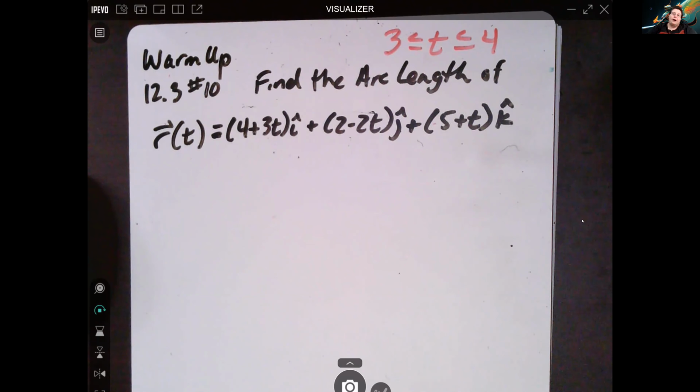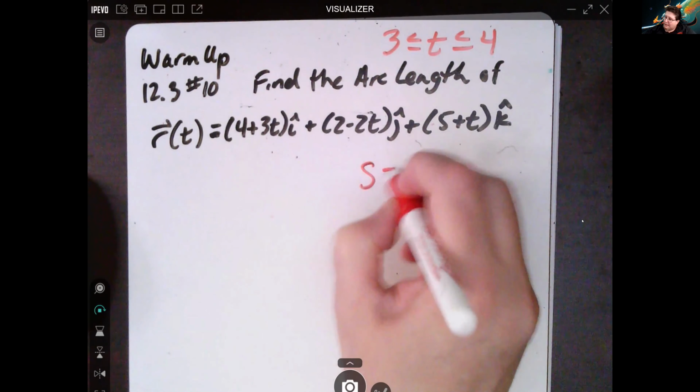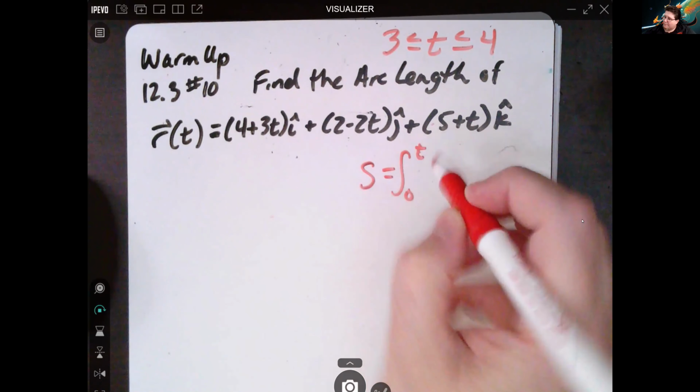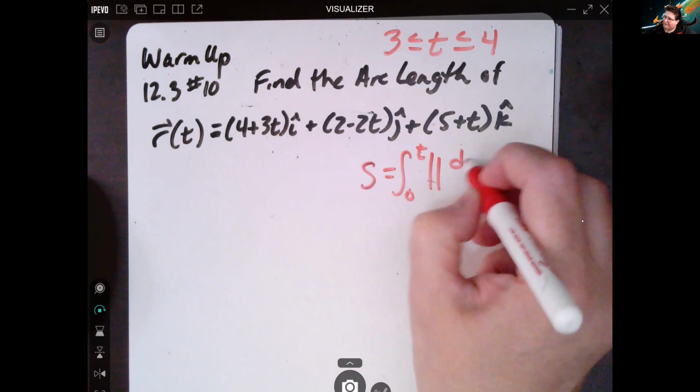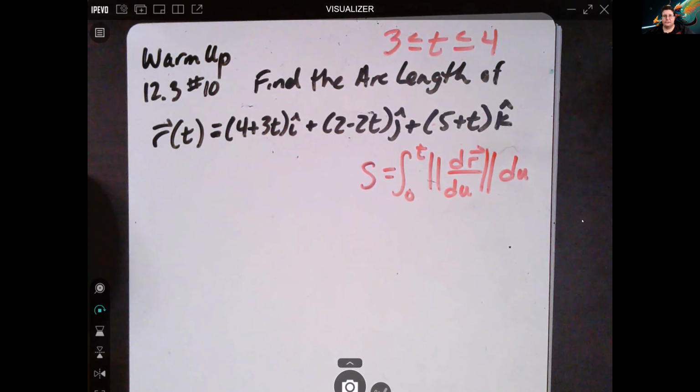That should be good. We're working on a warm-up for arc length. As a reminder, for those of you that have not watched the video because you're slackers and may have forgotten arc length, S is the integral from 0 to T of the magnitude of dr. We're going to use a dummy variable. We're going to use U. So that's your reminder.